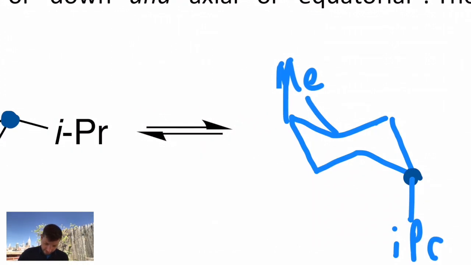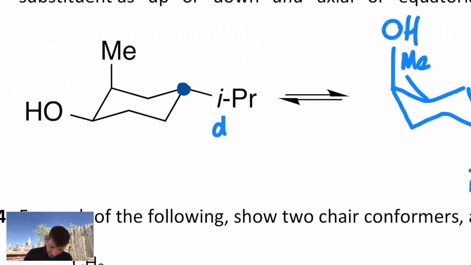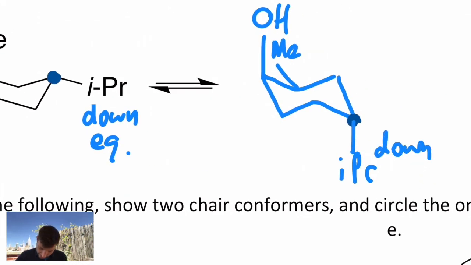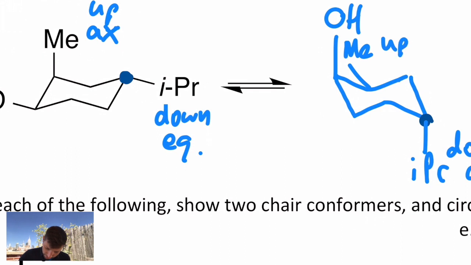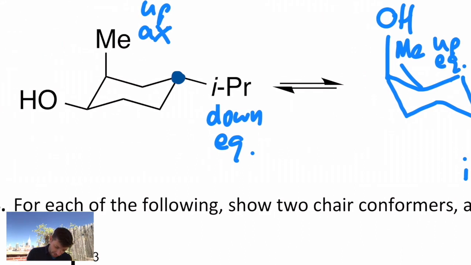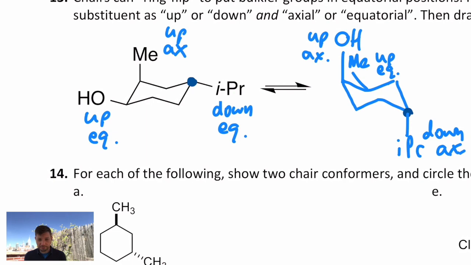Let me actually clean up how I draw this methyl group just to make it a little roomier. There's our OH. So we started with a down equatorial isopropyl, and we ended up with a down axial isopropyl. Likewise, we started with an up axial methyl group, and we have an up equatorial methyl group. And this was up and equatorial, and this hydroxyl is now up and axial. And that's a ring flip. Everything that's up stays up, everything that's equatorial becomes axial, and vice versa.